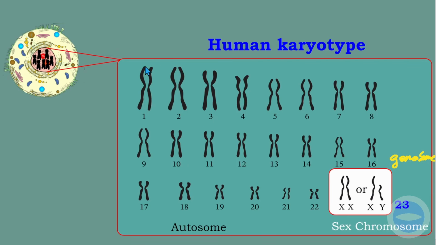They are pairs. So one is from the paternal side, like this one is from the father, while one is from the mother. So every person contains one chromosome from the father and one chromosome from the mother. There are 23 pairs, one from the father and one from the mother. So we must be able to interpret this human karyotype.